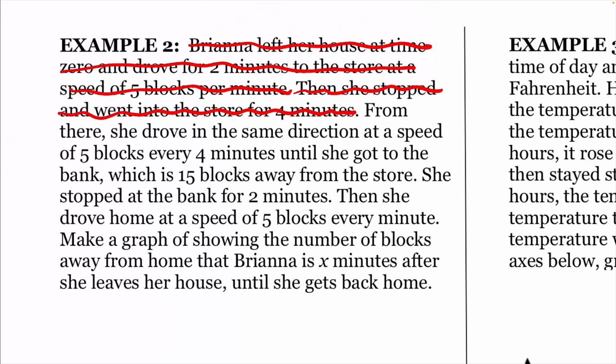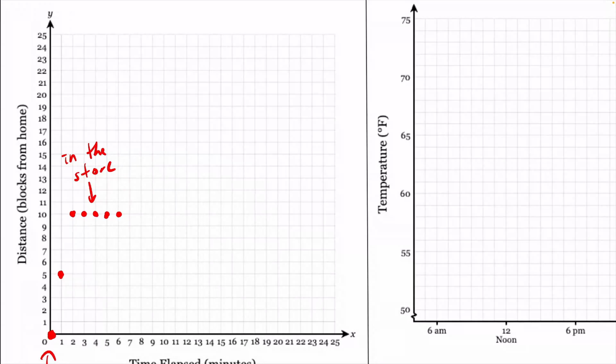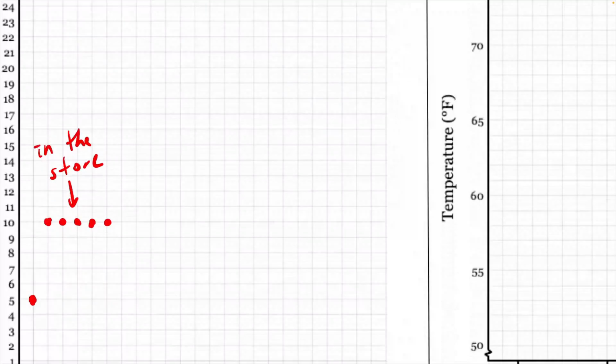A lot there. So let's start with where the bank is. How far is the bank away from her home? Not 15, it's 15 from where she is now. 25, right? So we're going to go up to 25. 25 is the very top. She's going to keep moving until she gets up here. Okay? So how fast is she going to get up there? 5 blocks every 4 minutes. So every 4 minutes, she's going up 5 blocks.